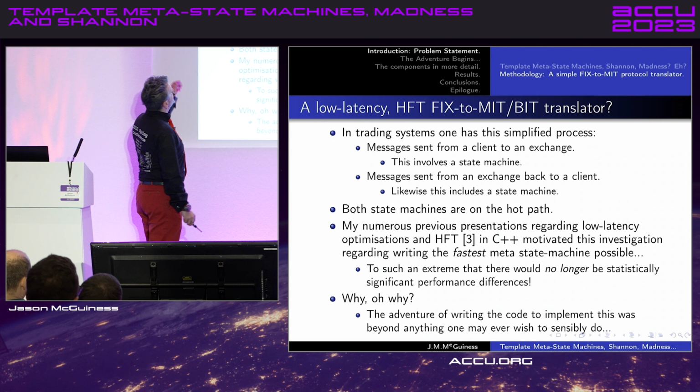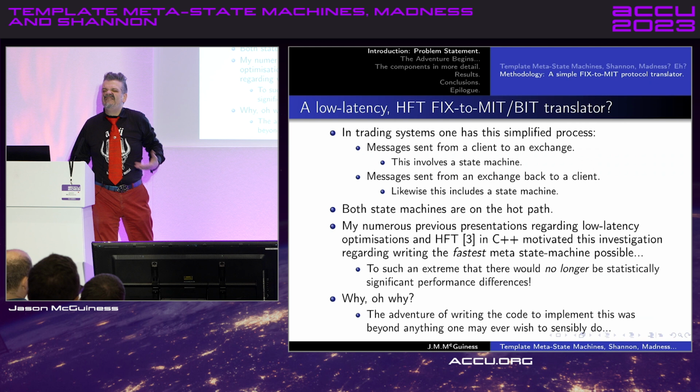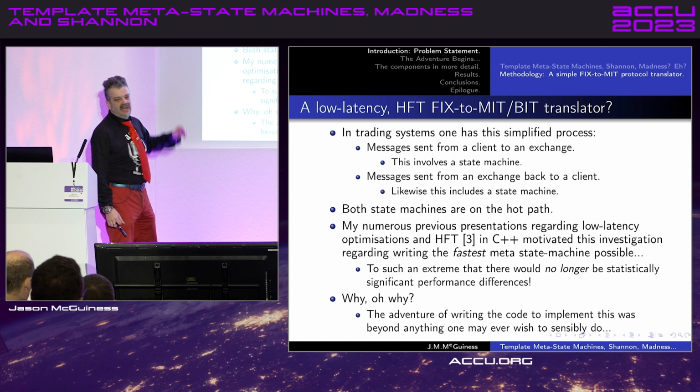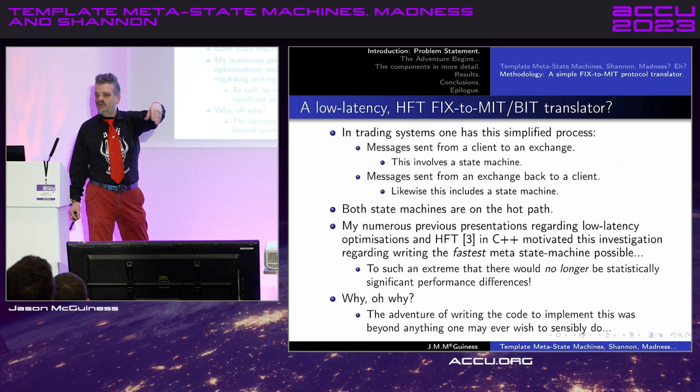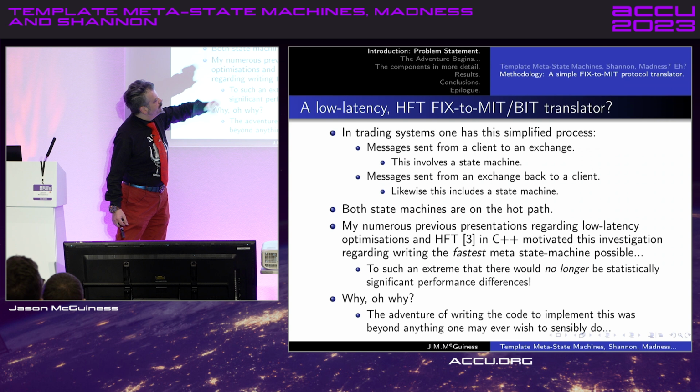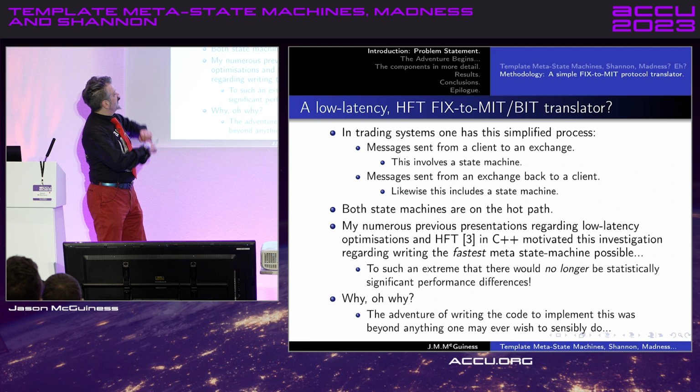So, I have a trading system, this FIX MIT translator. It's basically the most minuscule trading system you could possibly get, mainly because I wrote it in my spare time, because I got bored of writing these things. So what I do is you get messages sent from a client to an exchange. There's a state machine there, bingo, because I've got new message, cancel, replace, blah, blah, blah, log on, log off, etc. Right, and we've also got messages sent back from the exchange to the client, obviously including a state machine. So we've got plenty there to work with. Good. They're on the hot path.